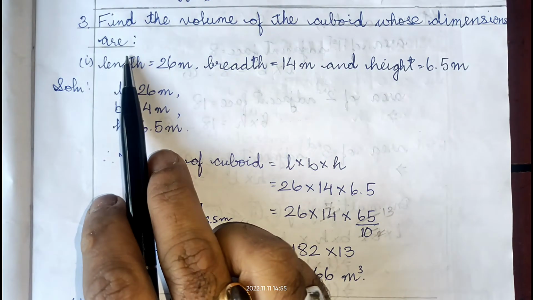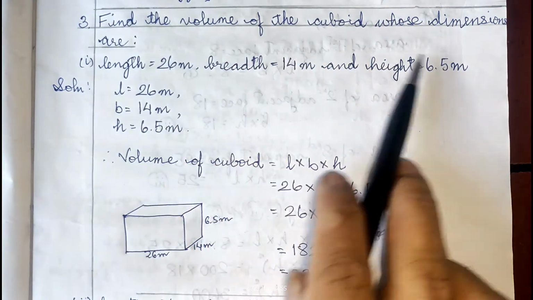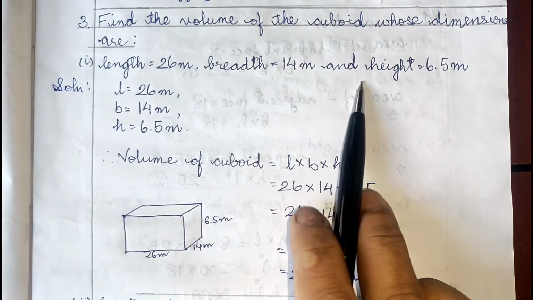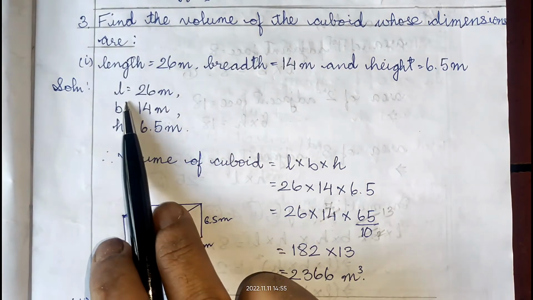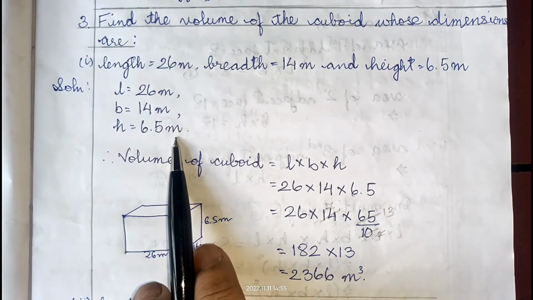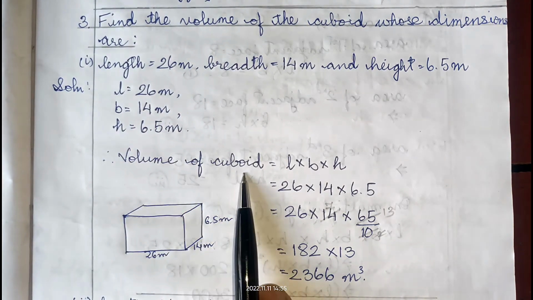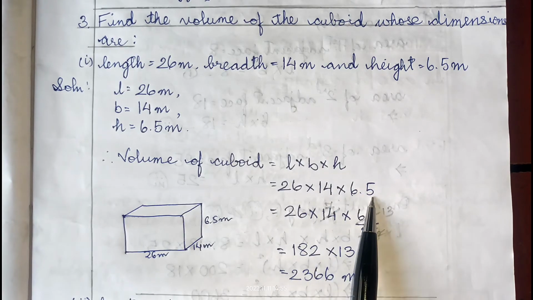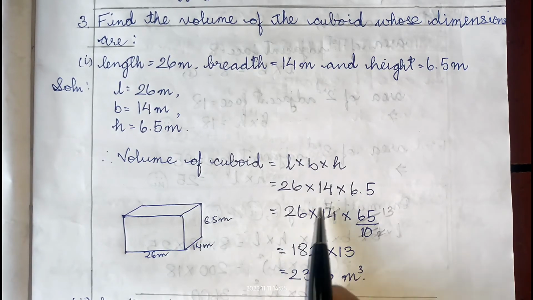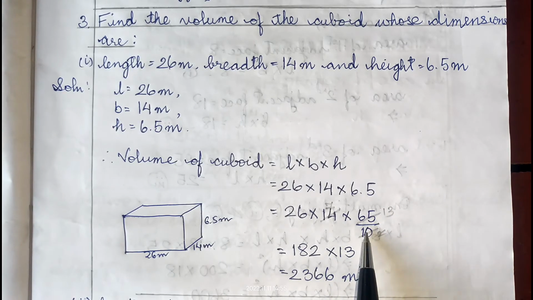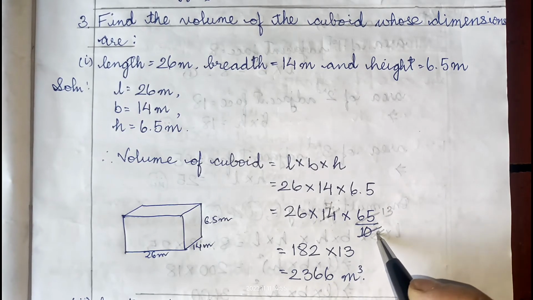In question number 3 it is given that find the volume of the cuboid whose dimensions are length is 26 meter, breadth is 14 meter and height is 6.5 meter. Here length L is 26 meter, breadth is 14 meter and height is 6.5 meter, and we know volume of a cuboid is length into breadth into height. Length is 26, breadth 14 and height is 6.5, which can be written as 26 into 14 into 65 by 10. Now if you cancel by 2 it will be 5.